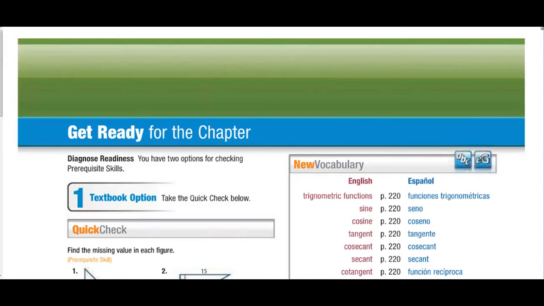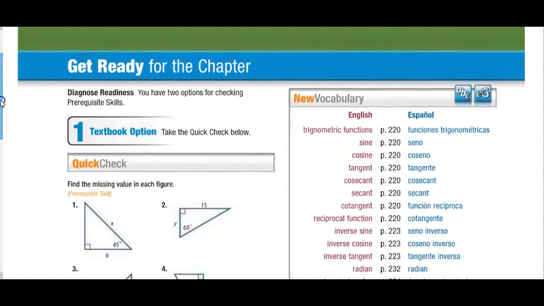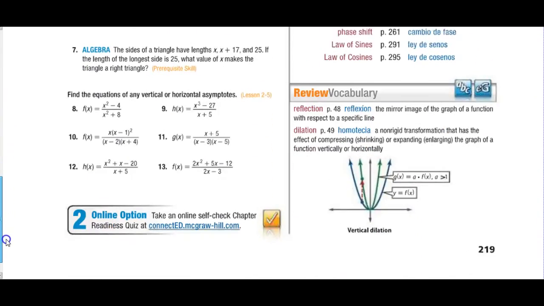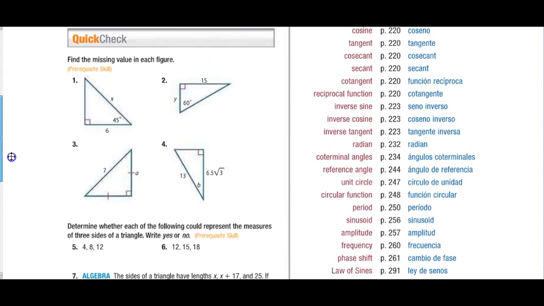Hello everybody, this will be our Get Ready video for Chapter 4, and this Get Ready page is located in the front of Chapter 4, so if you choose to look at it in the ebook, that's great. Otherwise, go ahead and follow along with me here, and please take notes in your notebooks. So we look at our quick check questions here. We have a total of 13 questions to talk about today.